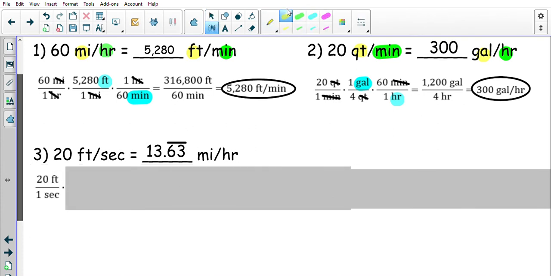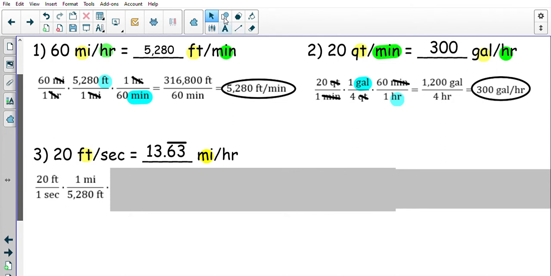Now the first part's probably pretty easy. Convert feet into miles. There are 5,280 feet in a mile. 5,280 feet needs to go on the bottom. We'll leave miles here on the top. So 1 mile, 5,280 feet.